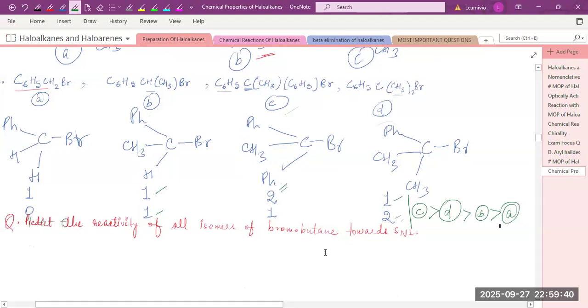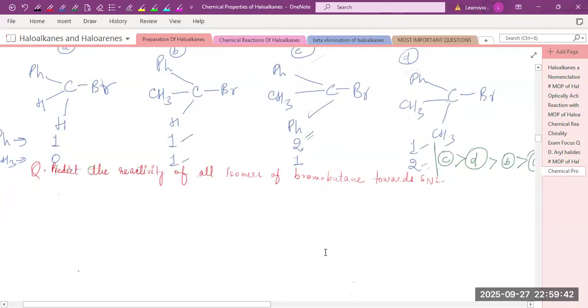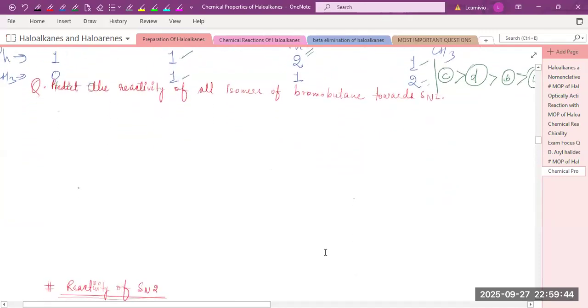Yes, ma'am. Okay, now it's homework. Write down this next question. Predict the reactivity of all isomers of bromobutane towards SN1. First, you have to draw all the isomers of bromobutane. After that, you have to check the reactivity and write down the order of reactivity.